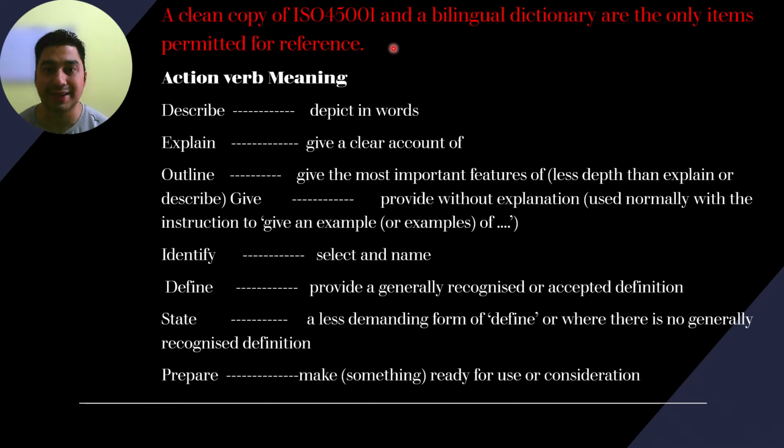Okay, then define means provide a generally recognized or accepted definition. If the question is asking define, then it is asking about the definition. State is a less demanding form of define, or used where there is no generally recognized definition. Then prepare. If the question is asking you to prepare something, maybe you have to prepare a checklist, maybe you have to prepare some document. So those are the things that you have to mention. Okay, so these are the action verbs that you have to understand very well. I hope you understood now, and in this way you have to use these action verbs during the exam.